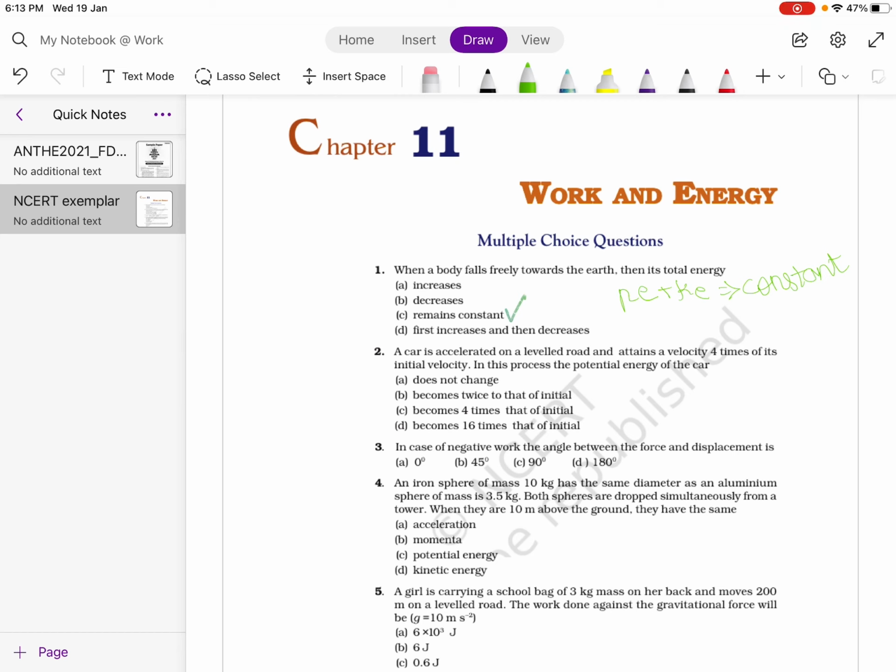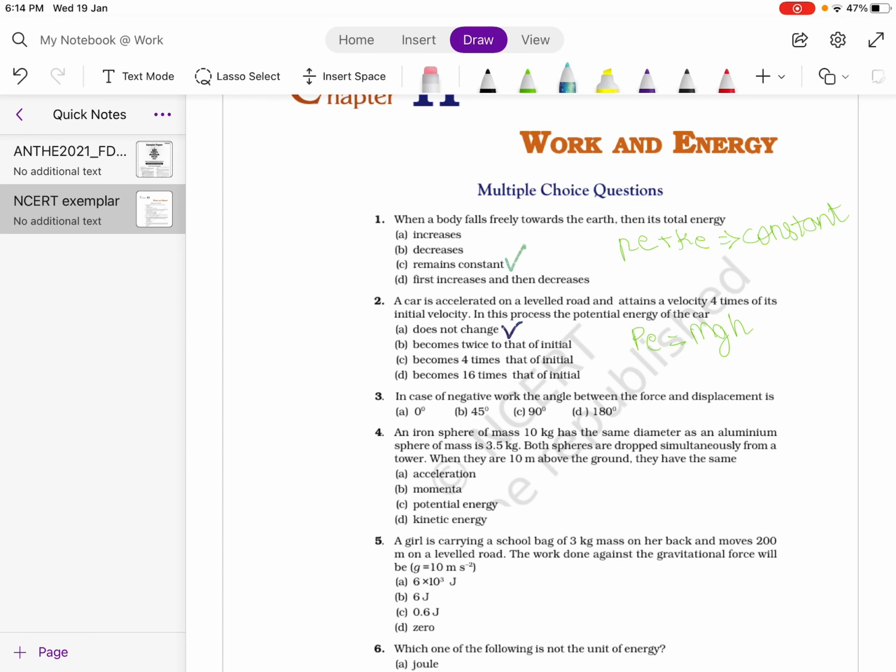Then we go to second question. A car is accelerated on a leveled road and attains a velocity of 4 times of its initial velocity. Then its potential energy of the car. So first we should know what is potential energy and its formula. So potential energy, its formula is mg into h. So here there is no velocity, so it doesn't depend on potential energy. Whenever velocity comes, it means only kinetic energy. So potential energy of the car, it won't change.